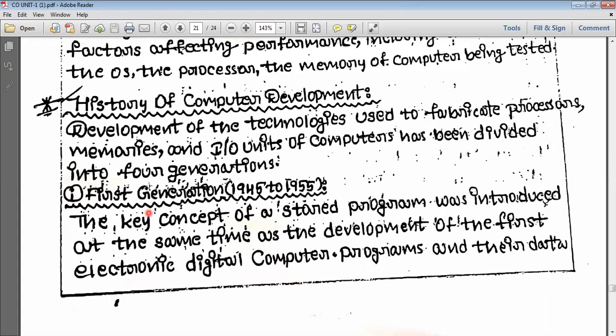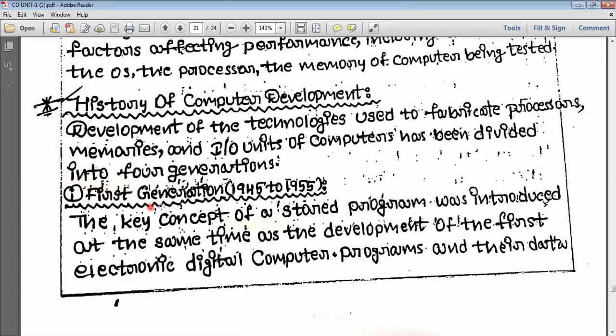The first one is the first generation, which was used from 1945 to 1955. In this first generation, we are using vacuum tubes to design a computer. To manufacture a computer, we use vacuum tubes in the first generation.